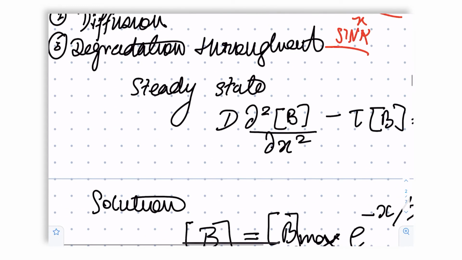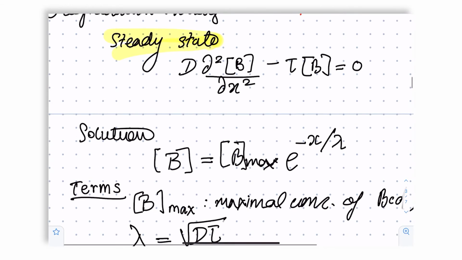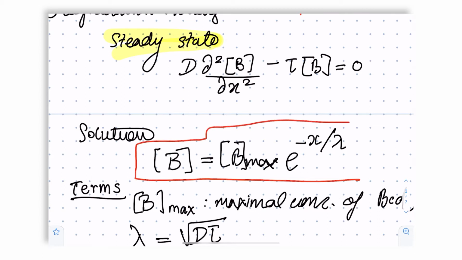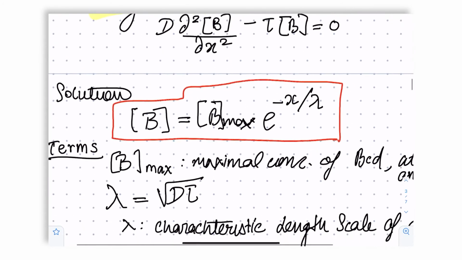In fact, at steady state, we're going to say that the change in this differential equation should be 0. There should be no change in time. That's why it would be steady state. The solution to that, just as we had said earlier in terms of the source sink idea, is nothing but an exponential decay function, where the BCD concentration, bicoid concentration, is B concentration max times negative exponential x by lambda. B concentration max is the maximum concentration of BCD, and lambda is the square root of D times tau.